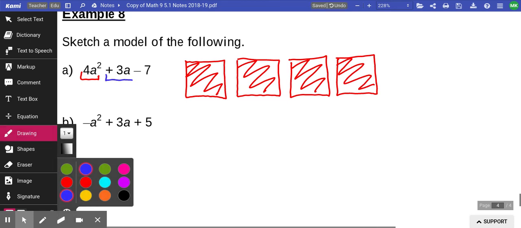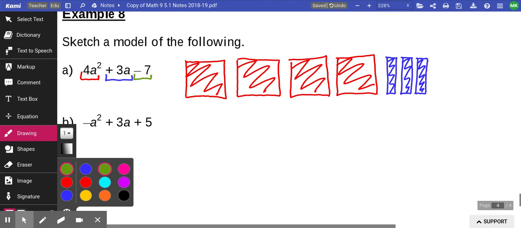Then I have plus 3a. That means I have 3 of the skinny ones, and they're shaded in because they're positive. So 1, 2, 3. The last thing I have is negative 7. Those are constants, so it's just the little individual blocks. They're not shaded in because they're negative. So I have 1, 2, 3, 4, 5, 6, 7. That's how I would represent that polynomial with algebra tiles.